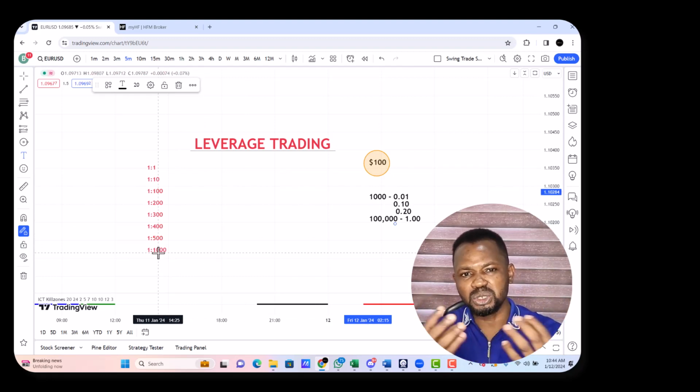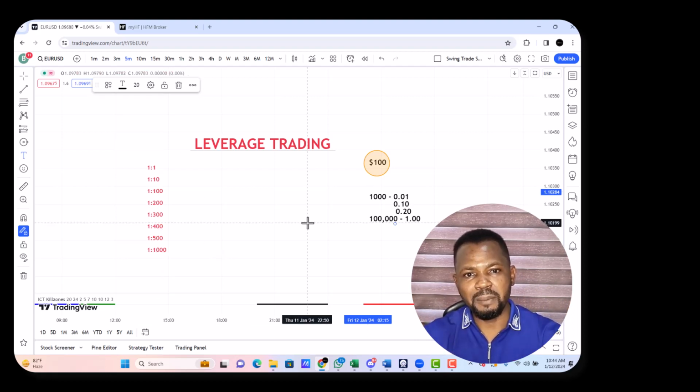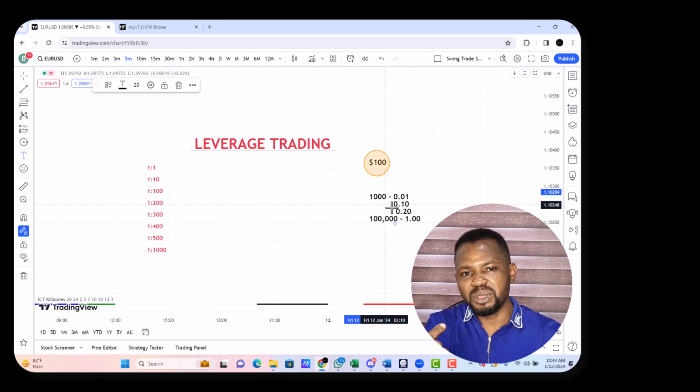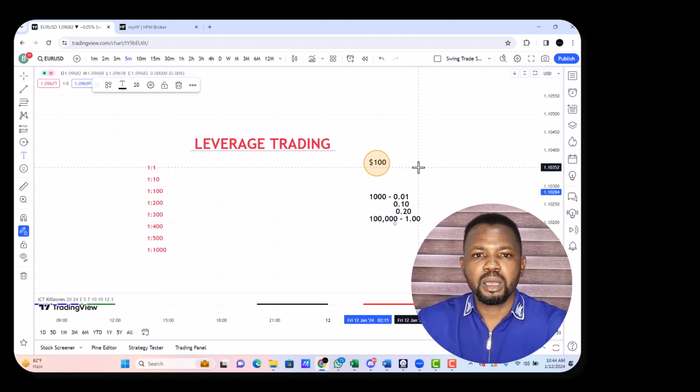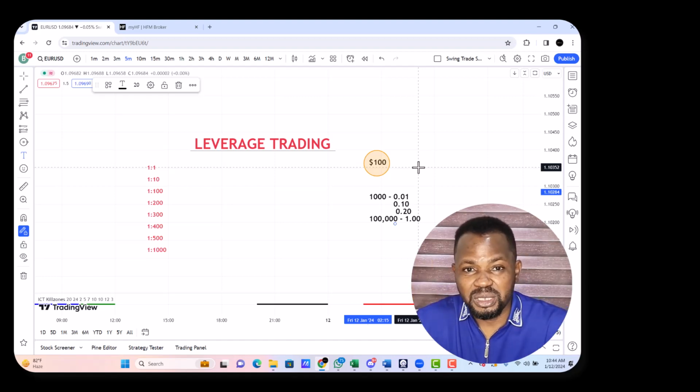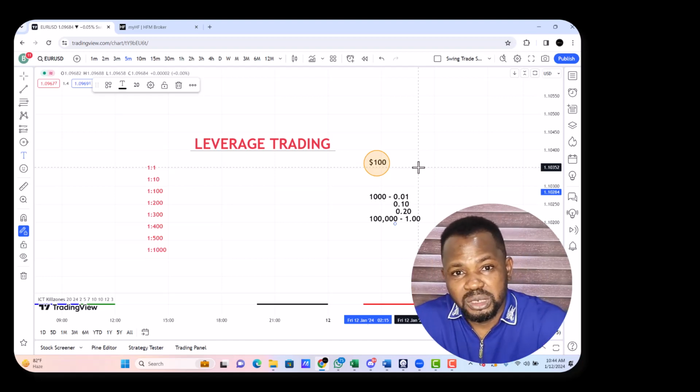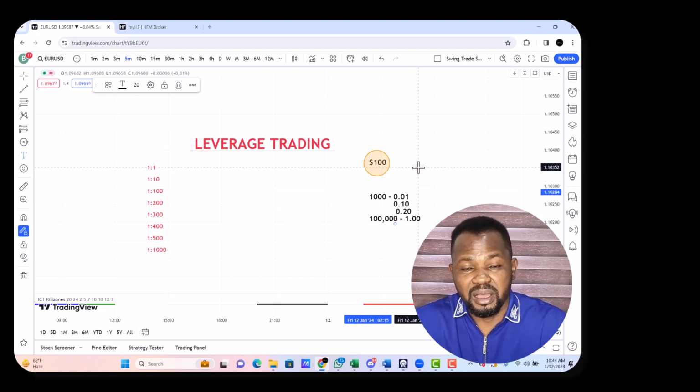Now remember, the broker is giving you this leverage not because they are a charitable organization or whatsoever. They are giving you this leverage because they are also in business. Imagine you were waiting until you have $1,000 before you start forex. Most people will not be trading forex. Even me, I won't be trading forex, because I remember when I started trading, I funded my first account with about $100. If I were waiting until I have $1,000 before I start taking trades, I wouldn't be able to trade.